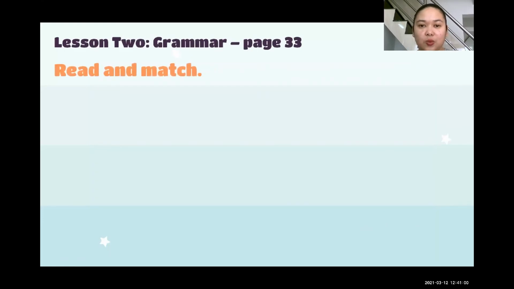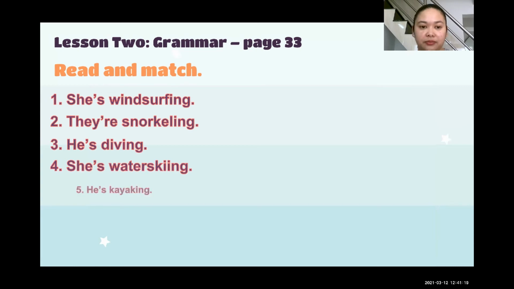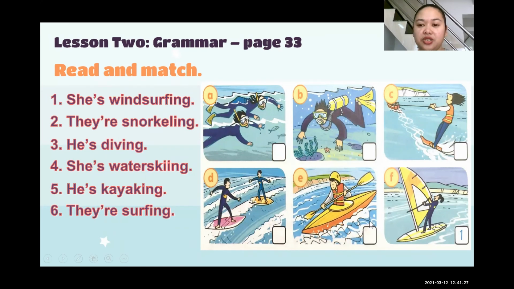Let's try to answer this one. Turn your student book to page 33. Let's read and match. Let's read number 1. She's windsurfing. They're snorkeling. He's diving. She's water skiing. He's kayaking. They're surfing. These are the pictures that you can find in your book. This is letter A, letter B, letter C, D, E, and F.